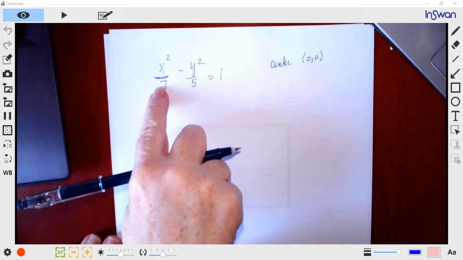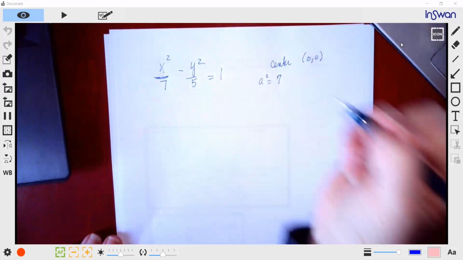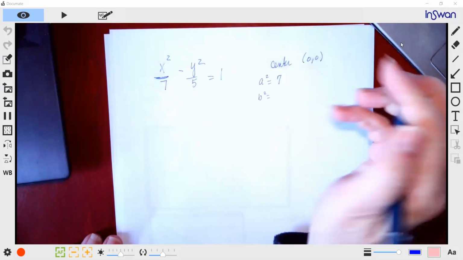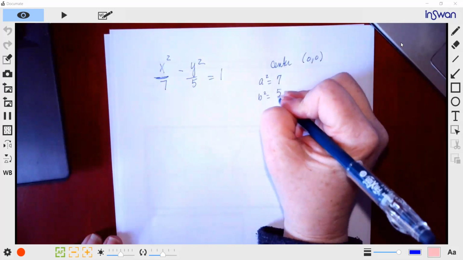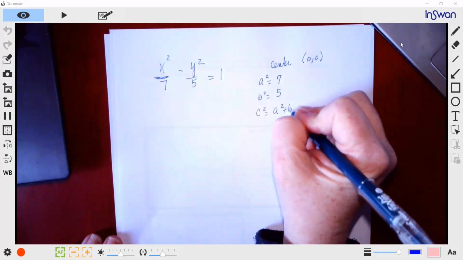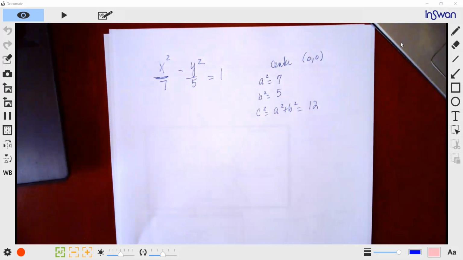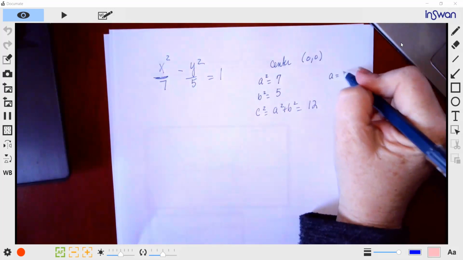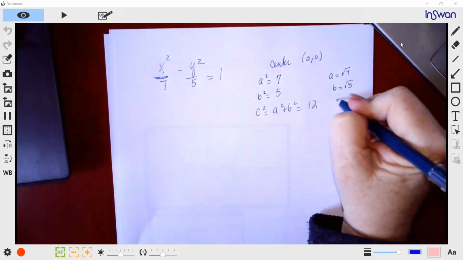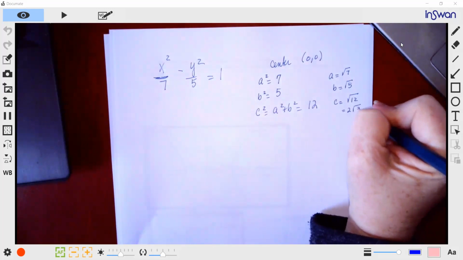A squared is always under the positive term for a hyperbola, so a squared will be 7. B squared is under the other squared variable, so b squared will be 5, and c squared will be a squared plus b squared, which will be 12. So a is the square root of 7, b is the square root of 5, and c is the square root of 12, or 2 square roots of 3.